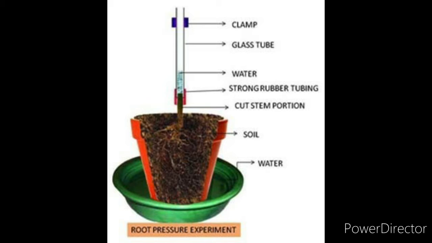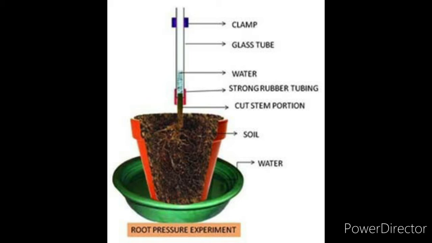Right, children? To demonstrate the root pressure, there is an experiment. Here, to demonstrate the root pressure in a plant, we have to take a regularly watered plant and cut the stem portion 1 centimeter above the ground level. Then connect a glass tube by means of a strong rubber tubing as shown in the figure.